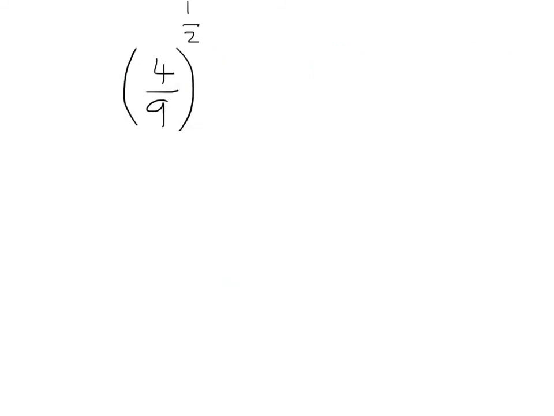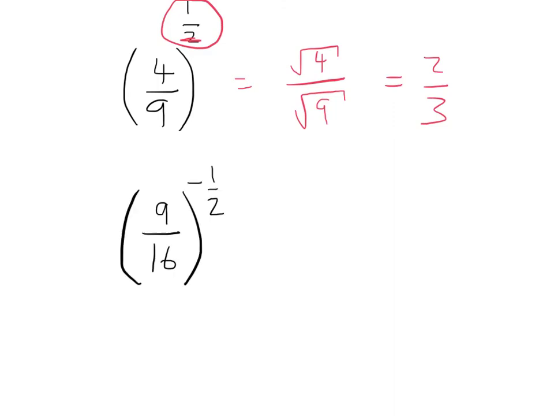So have a quick look at a question like this one. 4/9 to the power of a half. Well, this is simply the square root of 4 divided by the square root of 9. So these fractional powers are always telling us roots. Square root in this case, because it's a 2 on the bottom. Square root of 4 over the square root of 9, so we've got 2/3. Well, what about this one? Just ever so slightly harder.